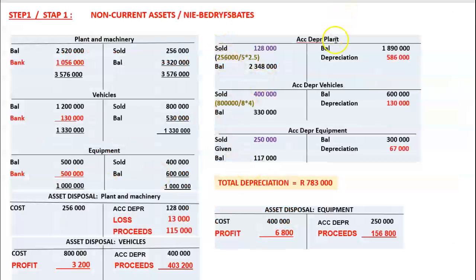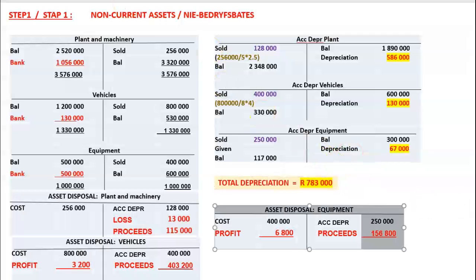I'm not done yet. If we go to the accumulated depreciation account, now we're going to need in each and every one of them an entry on the credit side. And what can that only represent? That can only represent depreciation. So depreciation on the plant balancing figure 586, vehicles balancing figure 130, and equipment balancing figure 67,000. And if we add those three together, it gives us then total depreciation for the year, 783,000 rand. Great.